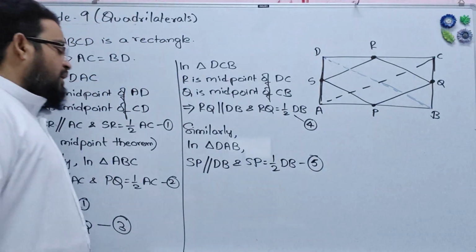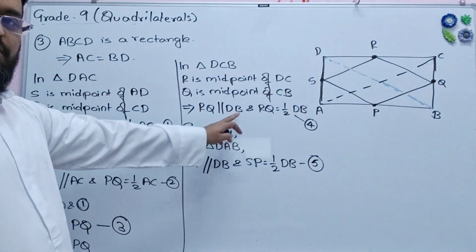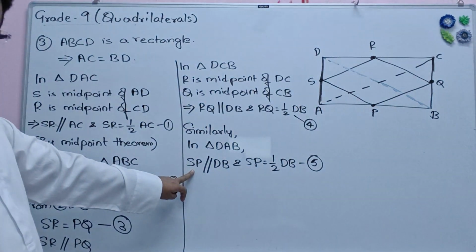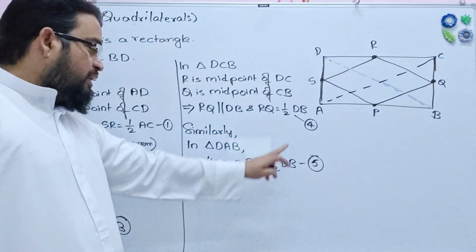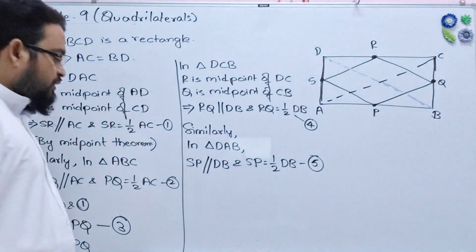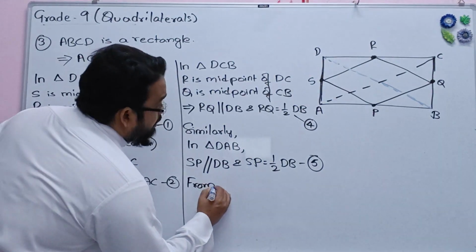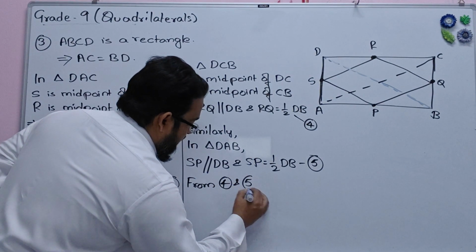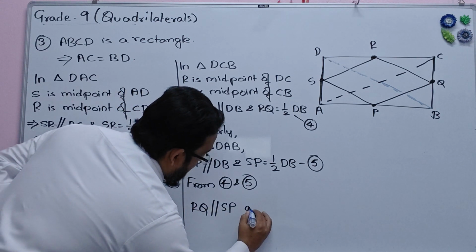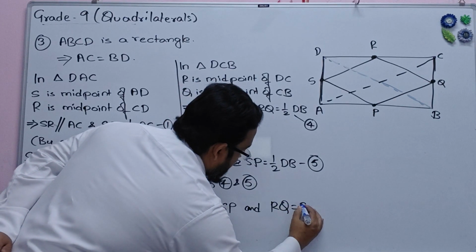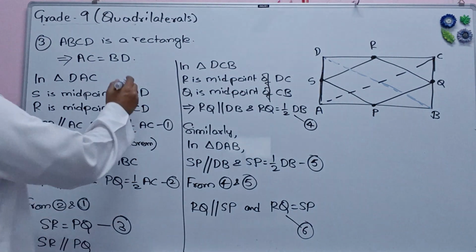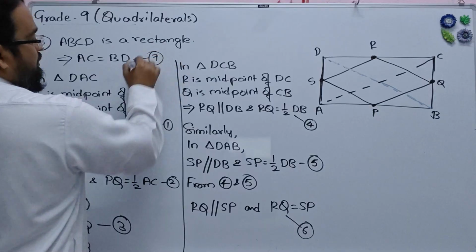This is the fifth equation. Now RQ is parallel to DB, SP is parallel to DB. So that means RQ is parallel to SP, right? And RQ is equal to half DB and SP is equal to half DB. So both are equal. So therefore RQ is equal to SP. So from the fourth and fifth equation, RQ is parallel to SP and RQ is equal to SP. Let us take it as the sixth equation. Okay, so let me take this as the seventh equation.